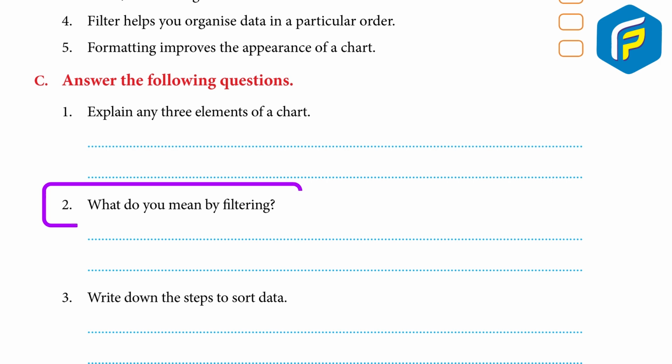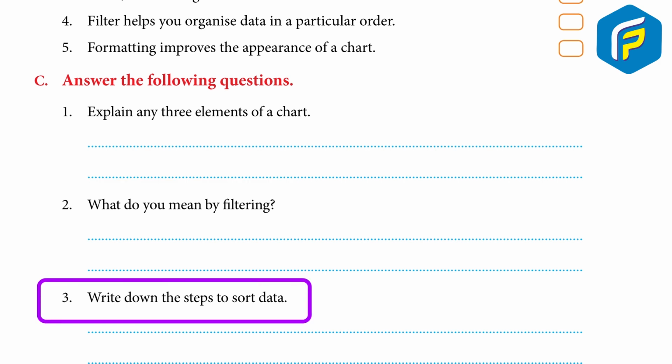2. What do you mean by filtering? Answer: filtering. Filter temporarily hides some of the data in a table so you can focus on the data you want to see. 3. Write down the steps to sort data.